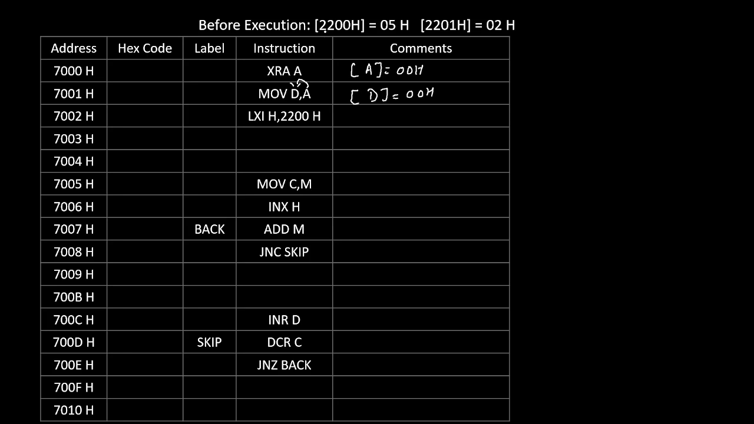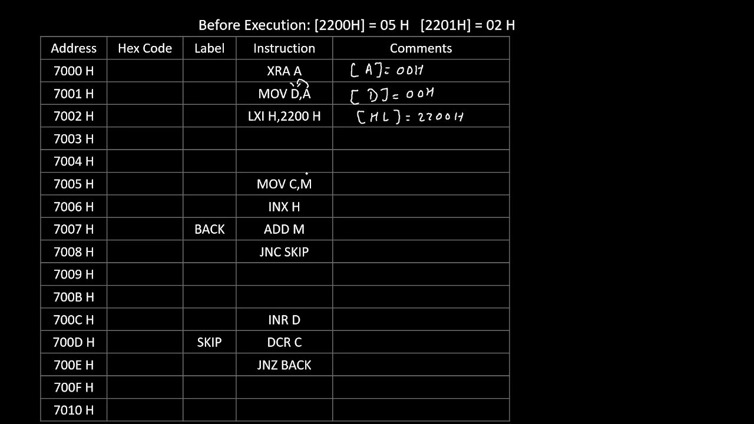Now, our first number is on 2200H. That's why we will point to that memory location by writing LXI H, 2200H. LXI stands for load register pair immediate. So which register pair? HL pair. So we will transfer 2200H to the HL register pair. So we initialize the memory location.